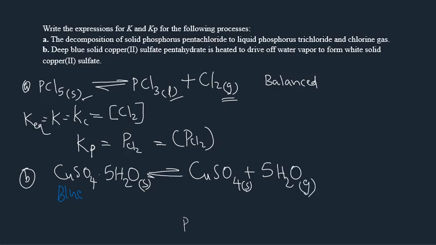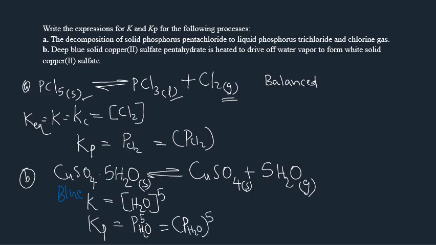How can we write the K expression in this case? Kc equals the concentration in brackets of water to the power 5, because that's the coefficient, and we can write Kp by putting a P, PH2O to the power 5. That can also be written as parentheses P(H2O), close the parenthesis, and to the power 5.